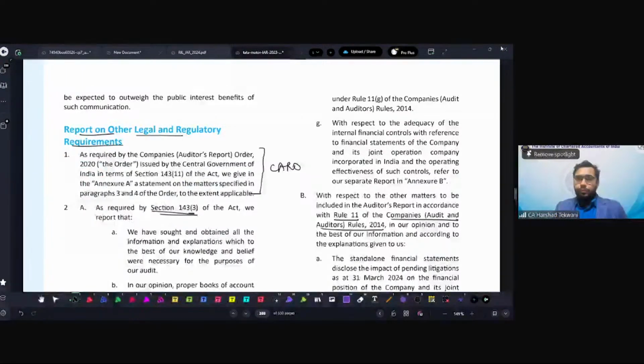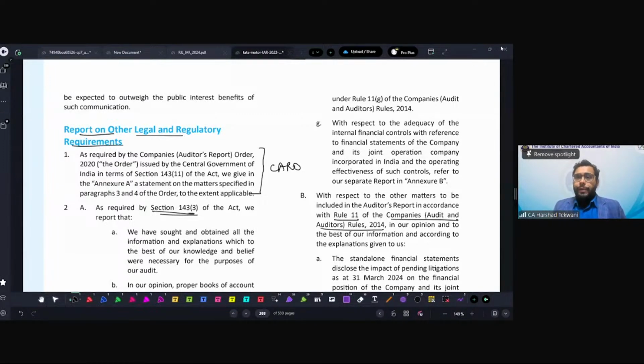Okay, so if any legal or regulatory requirement reporting is there, in that case, it will come under the heading of this particular section or paragraph. Clear? Any doubt?